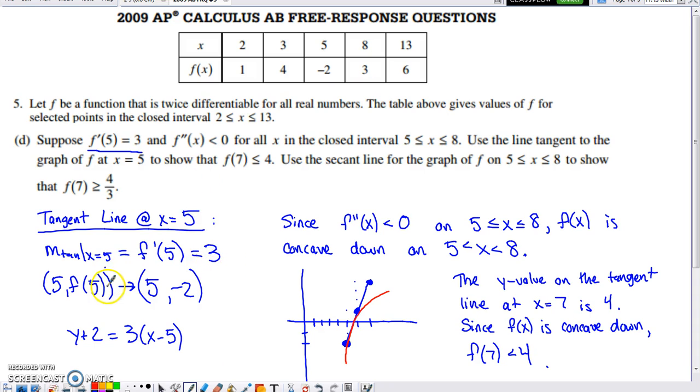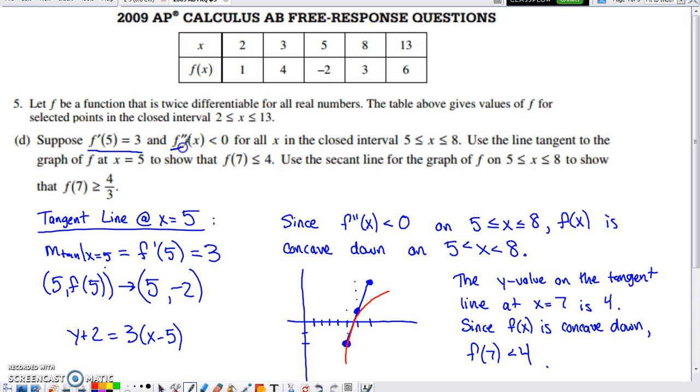And then I also need the point of tangency. So the point of tangency is going to be the point on the graph of f that corresponds to the x value of 5. Well, that's going to be 5 comma f of 5. Well, 5 comma f of 5 is 5 comma -2. So what's the equation of my tangent line to this graph of f of x at 5? Well, that's right here if I build it in point slope form. Then I have to try to figure out how that tangent line allows me to show that f of 7 is less than or equal to 4.